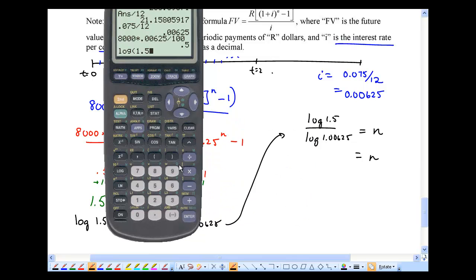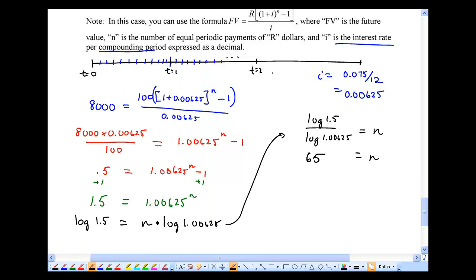Log 1.5 divided by log 1.00625. 65. Okay. Now n is 65. It's not 65 years though. This is the number of periods. So n equals 65 periods, or I'm going to have to do 65 of these $100 payments. Well, think about it. 65 $100 payments. I'm making these payments every month.